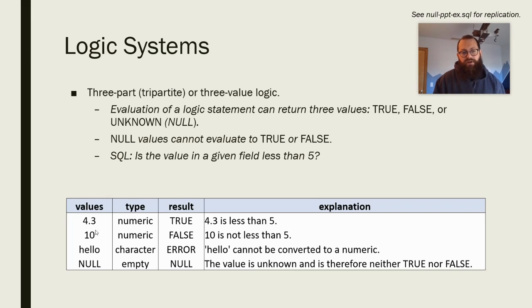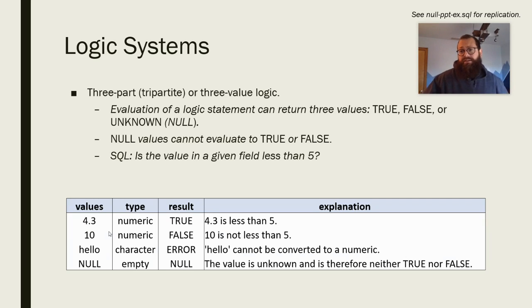For the first two, 4.3 is less than 5. The result will be true under a two-value logic system or a three-value logic system. 10 is not less than 5. That will evaluate to false under, again, a two-value or three-value logic system.